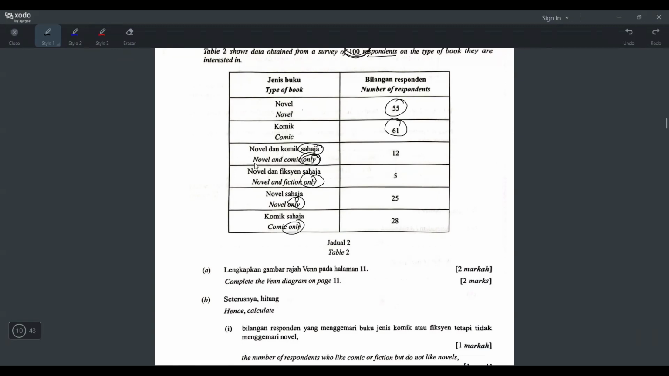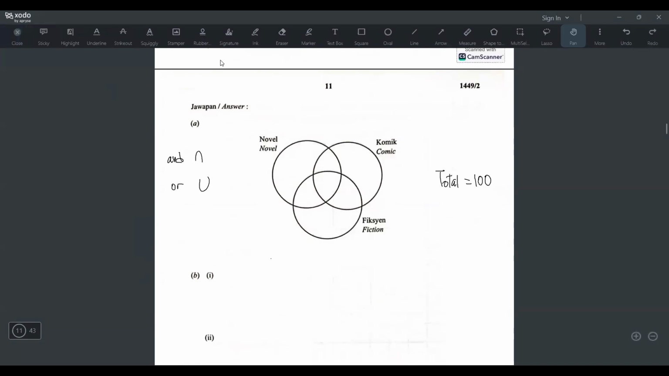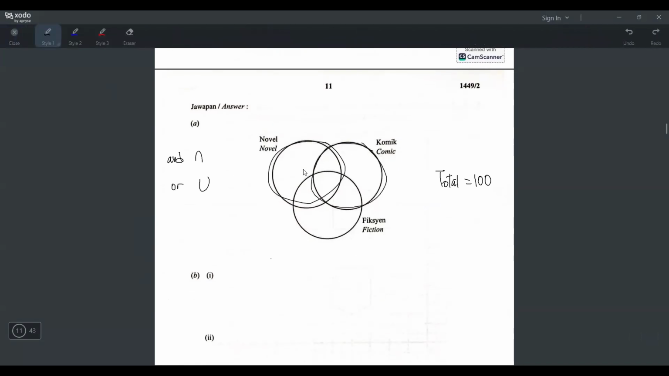So let's label this. Novel and comic only. This one confirm you can label. Just go to novel and comic only and label 12. So novel and comic only. This is novel, this is comic. Can you tell me where's the intersection? Is it here? Or is it like here? Which one? Is it like just atas sahaja or is it including the middle part?